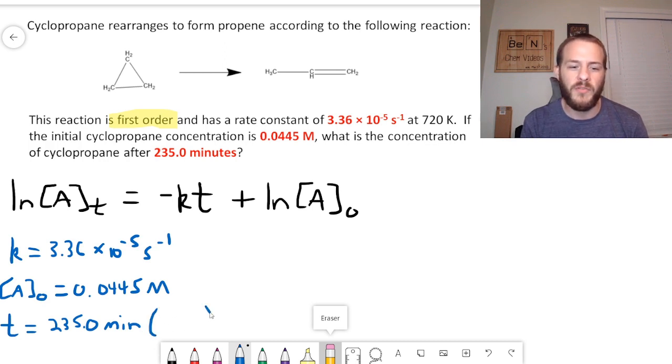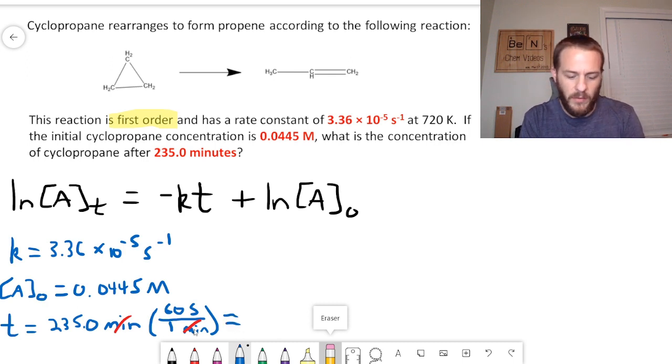So I'm going to set up a simple conversion factor here, where I put minutes on the bottom and seconds on the top. Of course, there are 60 seconds in 1 minute. I'm going to cancel my minutes out, and what I'm going to be left with is 235 times 60. I'm going to type it in my calculator real quick, 235 times 60. I got 14,100 seconds. So that is our time.